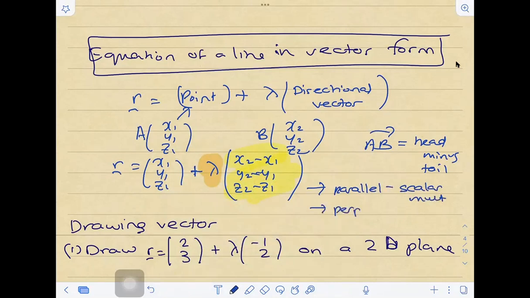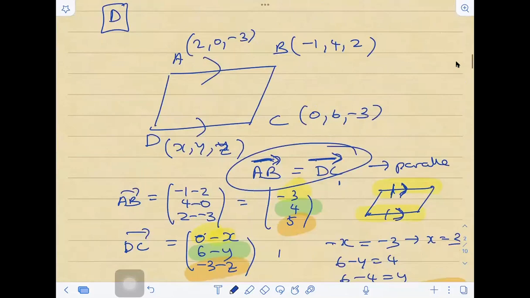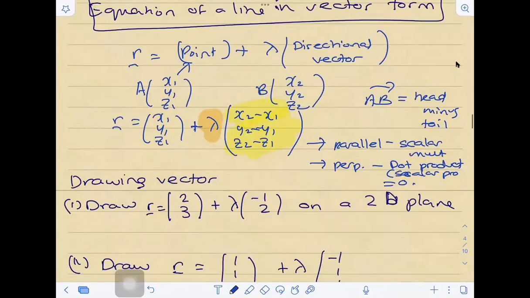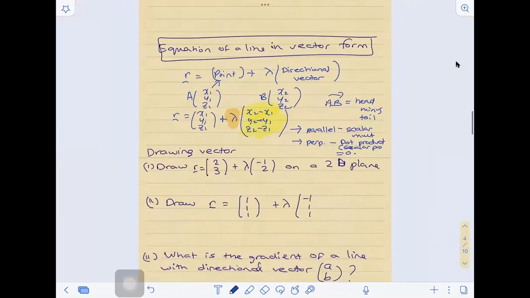If they're perpendicular, then the dot product, or the scalar product, let's call it scalar product, equals 0. All right, and where are we here? The scalar product equals 0.